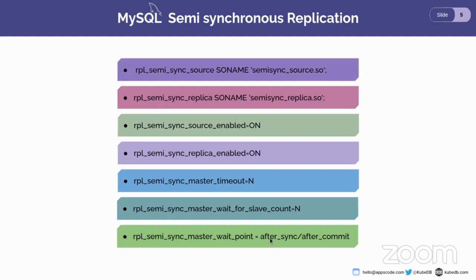You can set the value of the variable to after sync or after commit. If you set the variable to after sync, the source writes data into its bin log and sends it to the replica relay log, and the bin log and relay log are synced to the disk. Then it waits for the replica acknowledgement. Upon receiving the acknowledgement from the replica, it will commit into its storage engine, and it will send the response back to the client. And if you set the value to after commit, then it will first write the transaction to its bin log, then send it to the replica relay log, and it will commit into the storage engine.